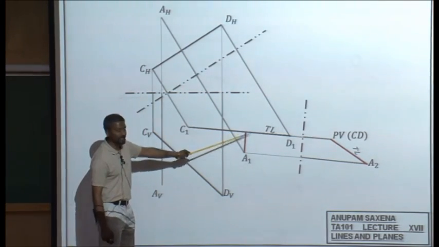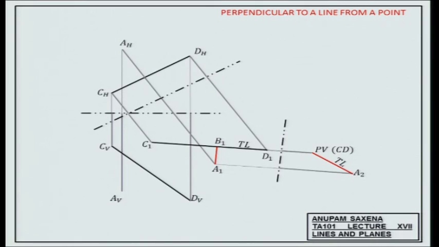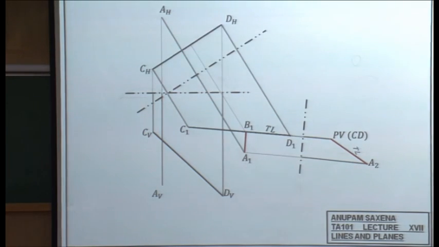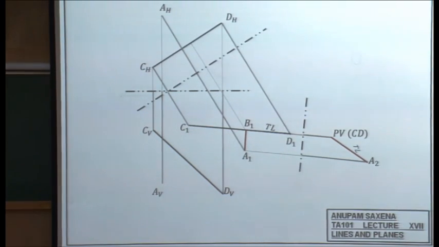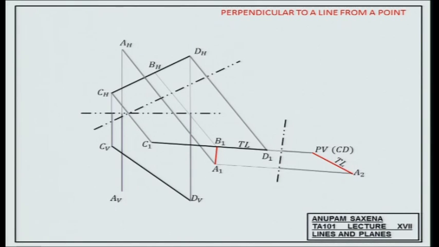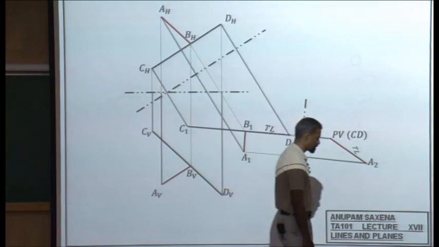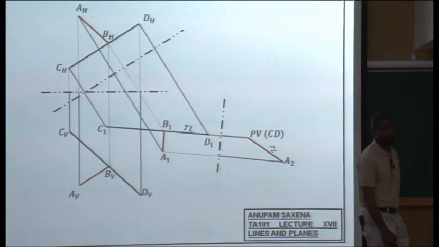You figure this point of intersection. Let us call this B1. Of course, B1 has to lie on CD, so you get BH. Come down. Of course, B has to lie on CD, so you get BB. So this is the projection of your perpendicular in the horizontal plane, and this is the projection of the same perpendicular in the vertical plane.